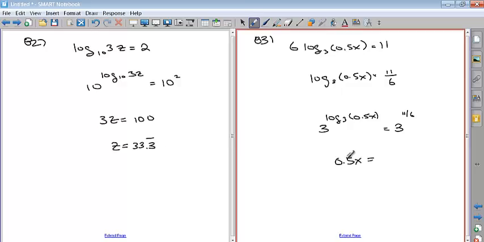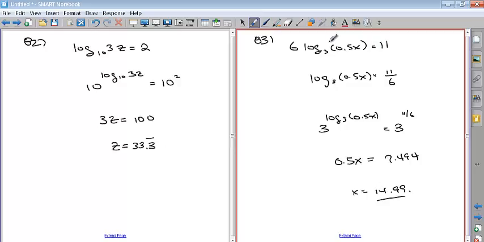And then you raise 3 to the 11/6 power. Make sure you put those in parentheses so that you're not raising it just to the 11th power. So you'll get 7.494, and x is this divided by 0.5 or multiplied by 2. So I'm just going to multiply by 2, and I get 14.99.